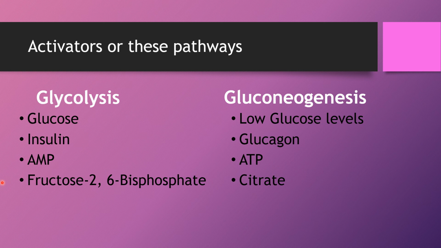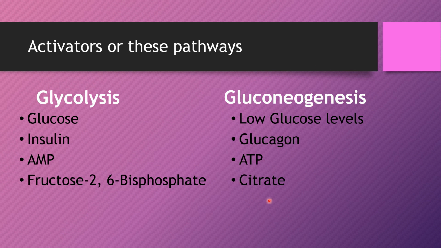Fructose 2,6-bisphosphate is an activator for that PFK1 enzyme that I was talking about, the rate-limiting enzyme. So it's big in that step 3. If there's a lot of that, it will kick the cell into glycolysis as well.